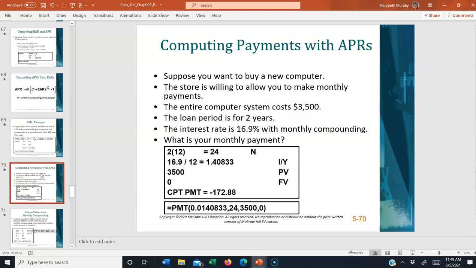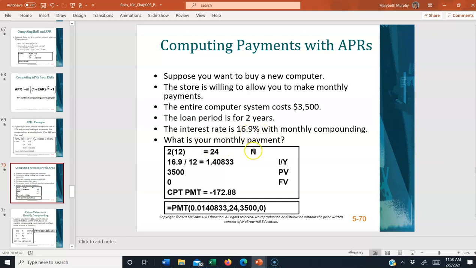Okay. Computing payments with APRs. Suppose you want to buy a new computer. The store is willing to allow you to make monthly payments. It costs $3,500. The loan period is for 2 years. The interest rate is 16.9% with monthly compounding. What is your monthly payment? First of all, it's over 2 years, and if you're going to make a monthly payment, it's 2 times 12, because you're going to make a total of 24 payments. So that's going to be your N.